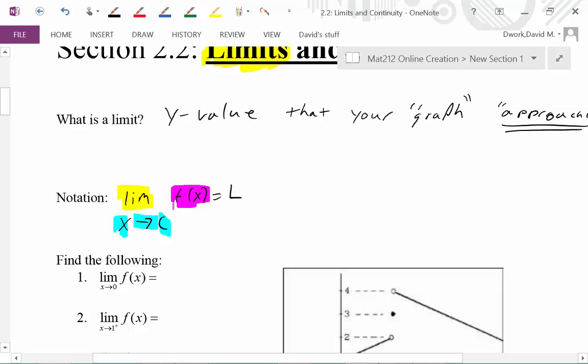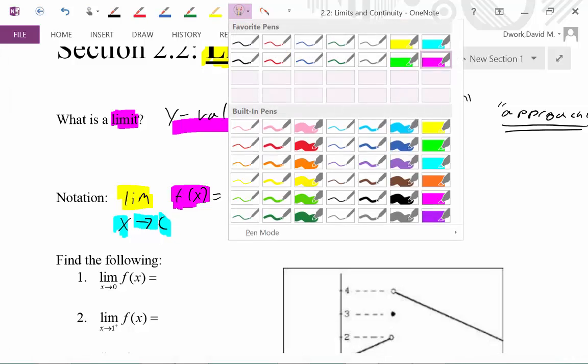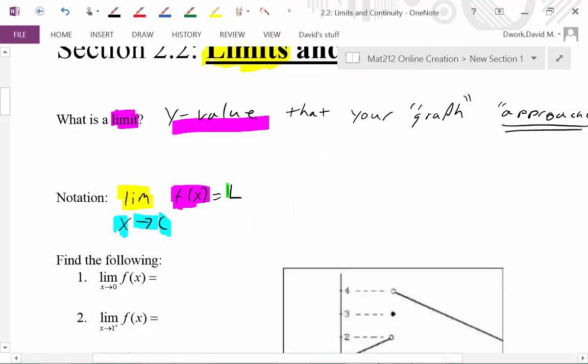f of x. So what we're saying is, okay, our graph, our equation f of x, we want to know the y value, because remember, that's what limit really means. Limit really means y value. So what we're saying is I want to know the y value that my function f of x reaches or approaches as my x values approach c. Okay, and the answer to that is L.